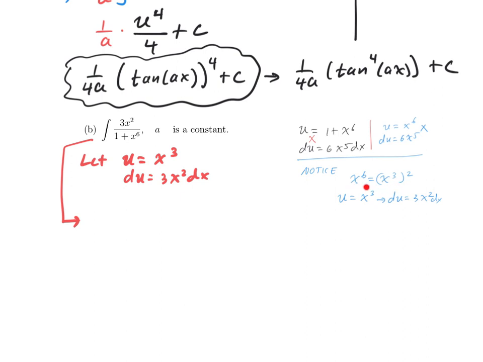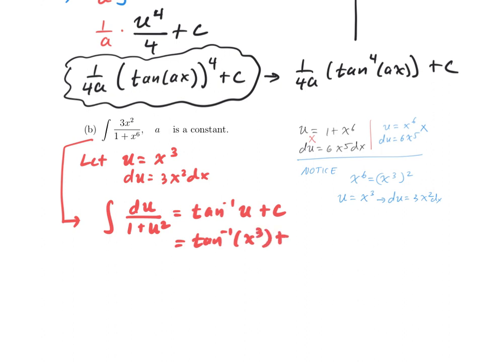And then when you plug it into the formula, this is equal to the integral of du over 1 plus u squared. This is one of the most classic integrals, which means it's one of the most common integrals, and you should memorize this by now if you didn't do it in calculus 1. And this is just tangent inverse of u plus c, but u happens to be x cubed. So this is tangent inverse of x cubed plus c, and that's it for that.